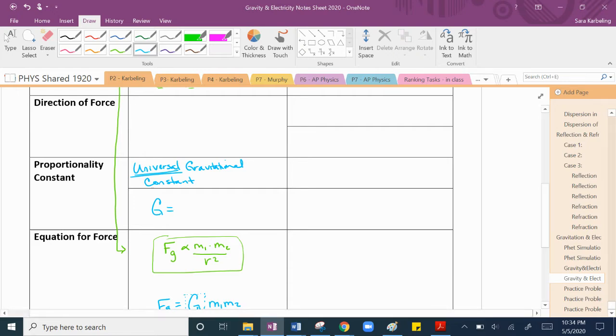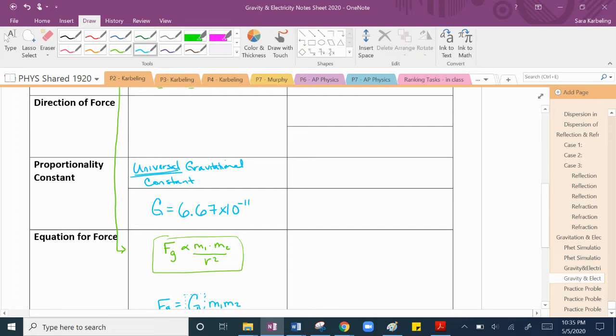And this constant is equal to, now this is kind of a weird number, you don't have to memorize it, I'm just letting you know what it is: 6.67 times 10 to the negative 11th. Huh? Yeah, it's kind of a weird number.